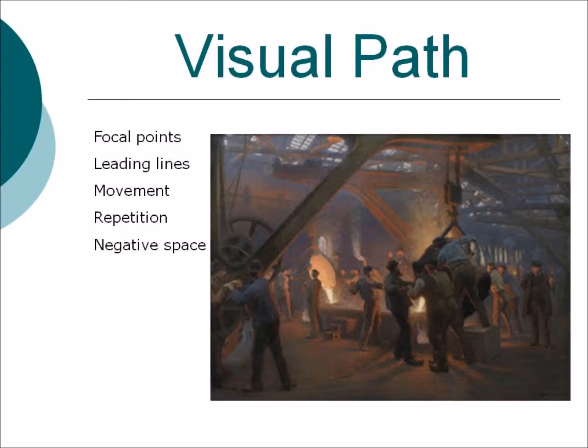There are several different facets of composition that I've grouped here under visual path. So the visual path is the path that your eyes follow as you look at an image and kind of read it. Some of these things are the focal points, like that bright area of the molten metal there, which is a good example of a focal point. Then leading lines, which are those girders that go across the image that lead your eye around the composition.